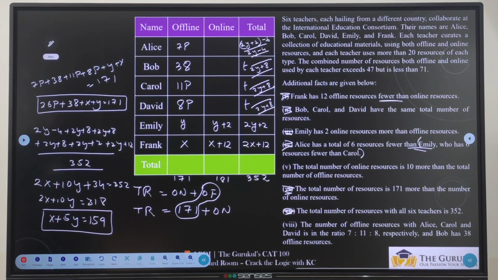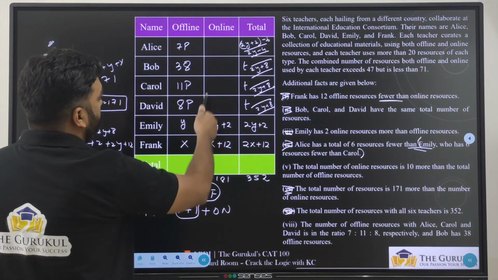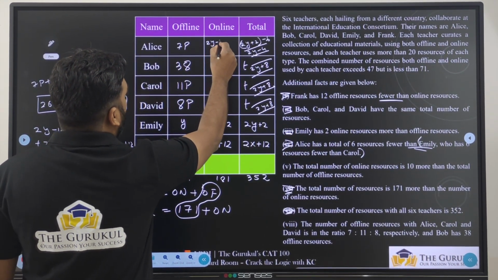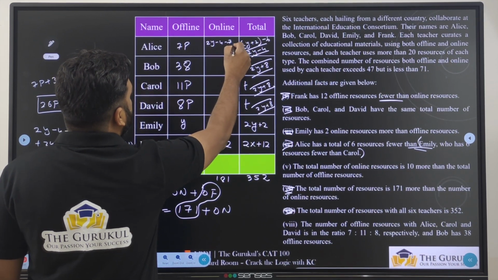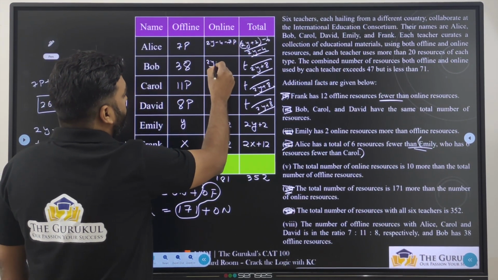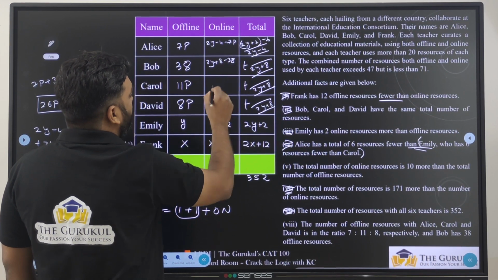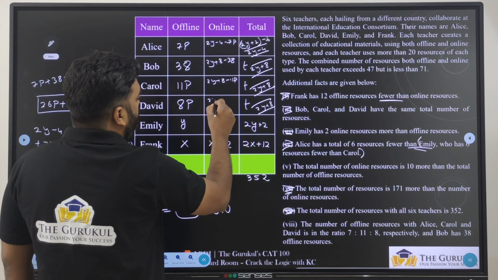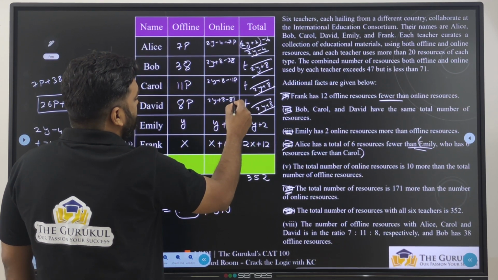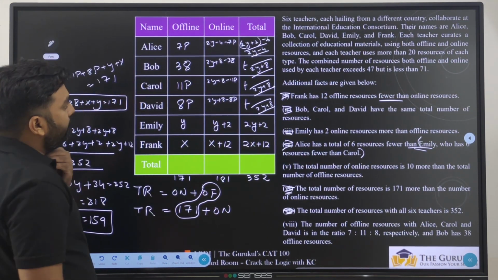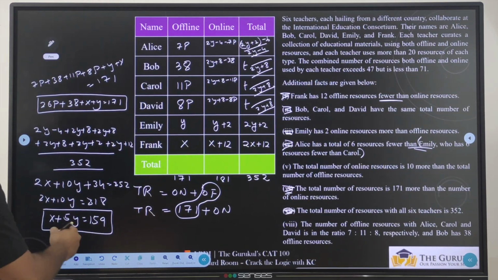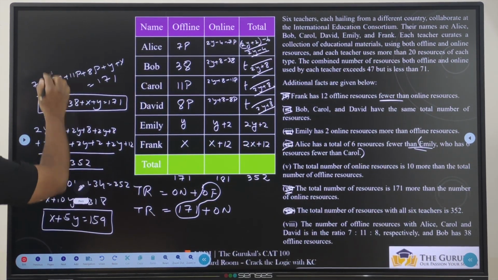Now what else we can say? We need to get an equation with online also. If this is 2y minus 4 and this is 7p, this will be 2y minus 4 minus 7p. This will be 2y plus 8 minus 38. 2y plus 8 minus 11p. 2y plus 8 minus 8p. Now add everything. Quickly tell me an equation for that. So your total online will be how much?